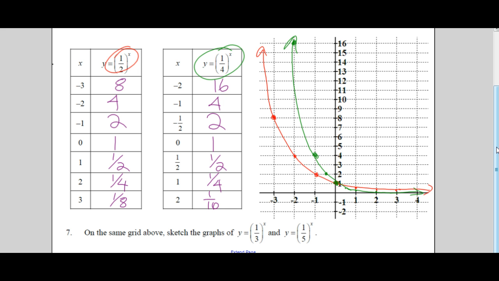One third to the x is going to fit in between them, because negative 1 will be a 3, and negative 2 will be a 9. So it's going to go in between there and in between here. And 1/5 to the x, well, negative 1 is going to be a 5, so it's going to be steeper here, and it's going to go lower here.